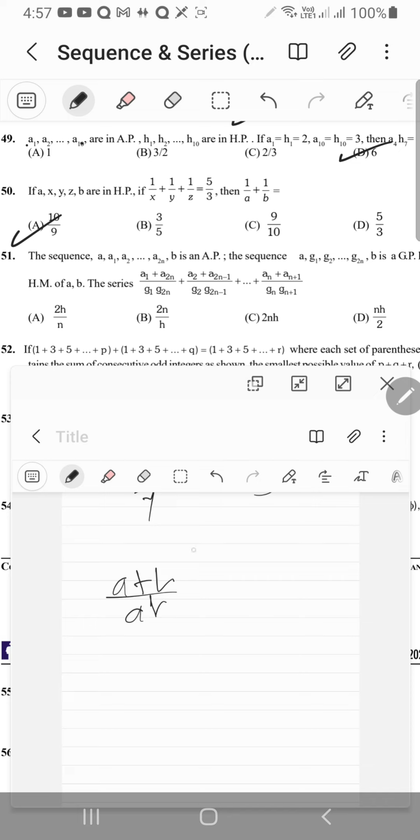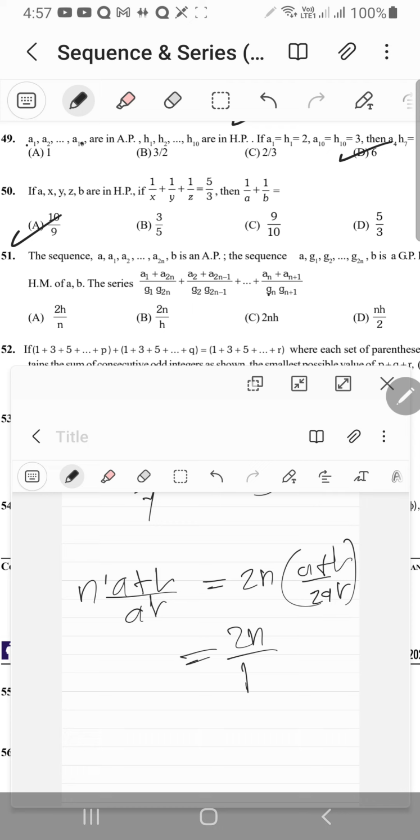How many of these though? So 1 all the way till n. Yeah, n of these. That's what it is. And yeah, this is like 2n and then (a plus b) upon 2ab. Look at this. This is 1 upon the harmonic mean. It's 2n upon h.